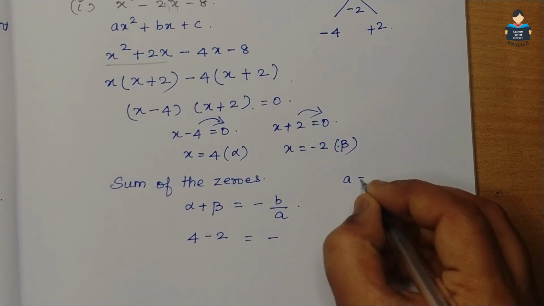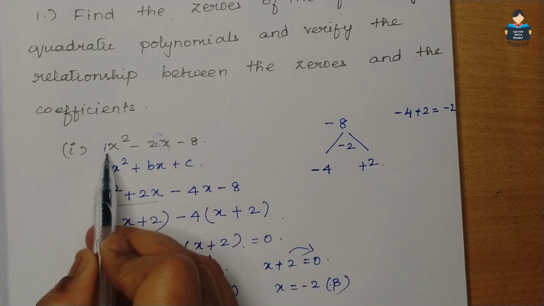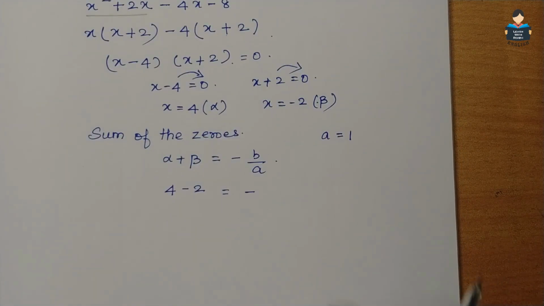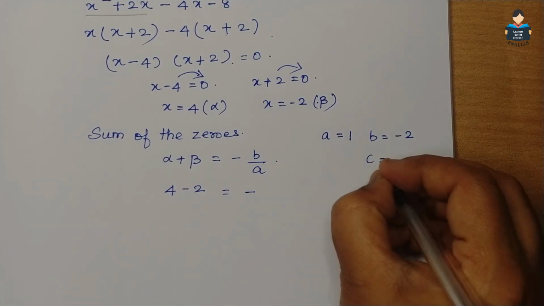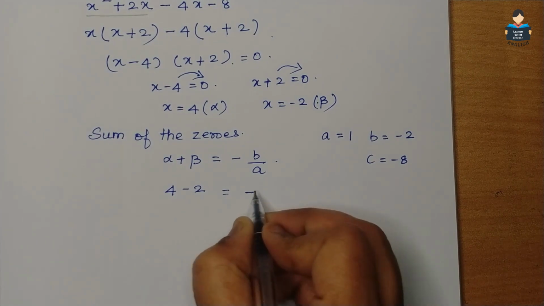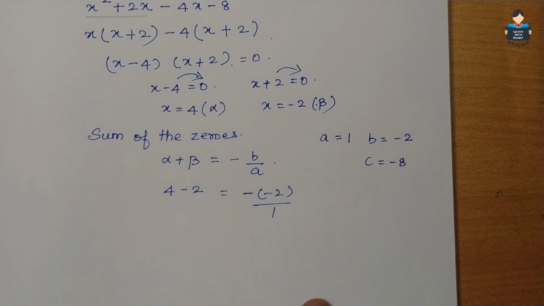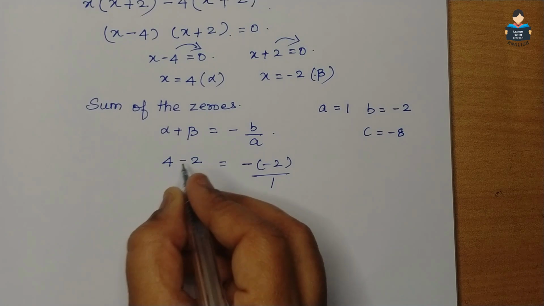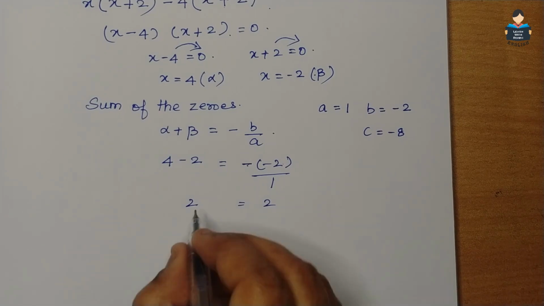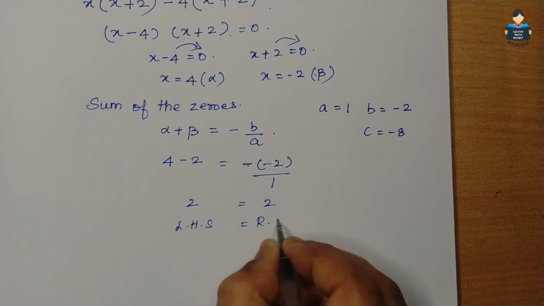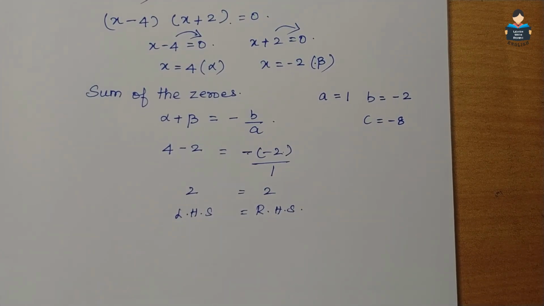So I have the a value as 1, since the coefficient of x square, there is no coefficient for x square, they have given only x square. So I am writing 1 in place of a. B is minus 2, we have to put it with the sign, and c equal to minus 8. So minus of b is minus 2 and a is 1. So I will have in the left hand side 4 minus 2 is 2. In the right hand side minus of minus 2 is 2. So my LHS and RHS are equal. Hence the relationship is verified, and this is done for sum of the zeros.